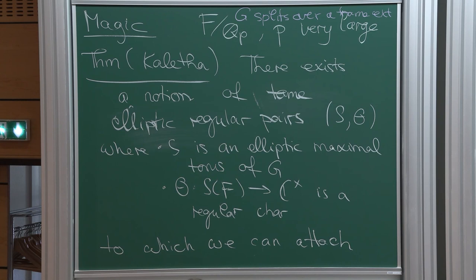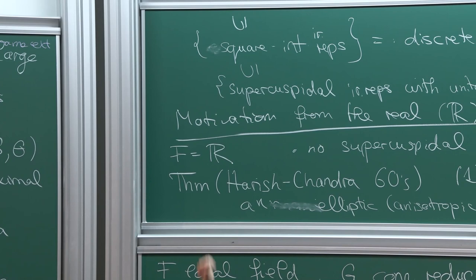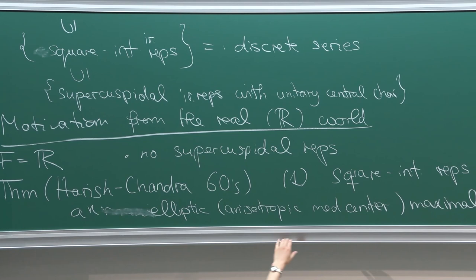Now, I said for the real group we looked at discrete series. The reason we looked at them was because supercuspidals don't exist. In the p-adic world, we really want to focus on supercuspidals, and they exist. There are plenty of them. Sorry, I take it back. I always like to say that, but it's not true. There are no supercuspidal representations unless G is a torus.